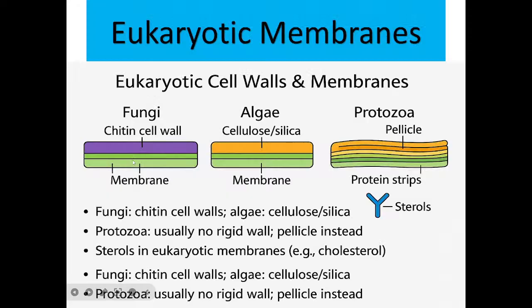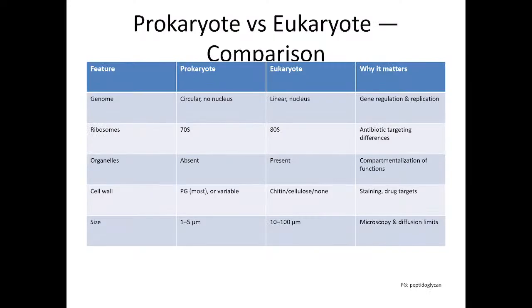Okay, now you can see the eukaryotic membrane, just like I said, this fungi. This is chitin; the cell wall was made up of chitin in fungi. That has been replaced with cellulose or silica in algae. Then that of protozoa has been replaced with pellicle. And just like I said, in some steroids, we have cholesterol.